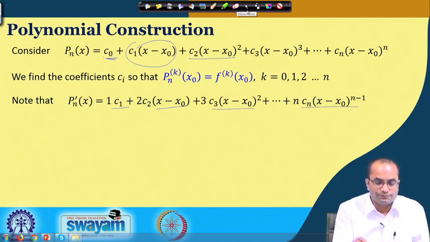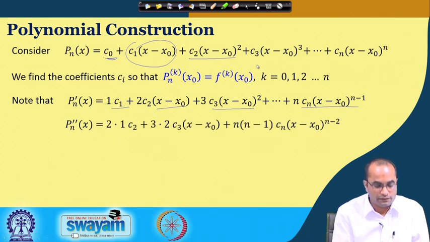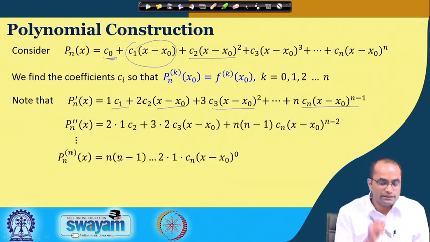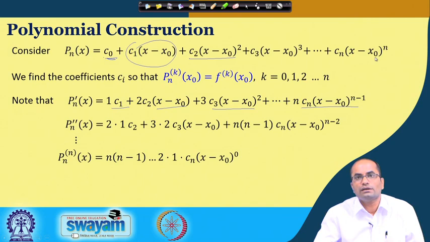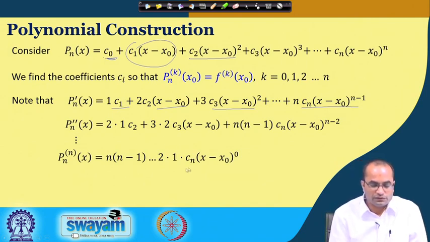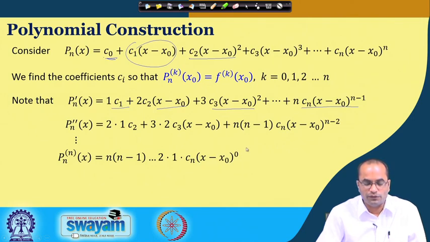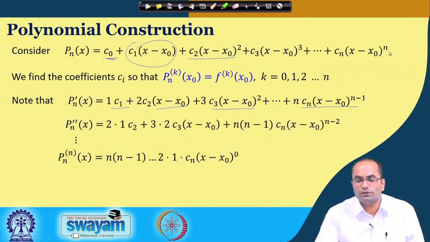If we move further, out of this first derivative we can again differentiate to get the second derivative. We will get 2 c 2 here, 3 times 2 times c 3, and so on, and then we can repeat this process further to get the nth order derivative. In the nth order derivative, because this was an nth order polynomial, we will get only a constant term, which is factorial n times the coefficient c n, and there will be no x term present, because the polynomial was of degree n and we have differentiated n times.